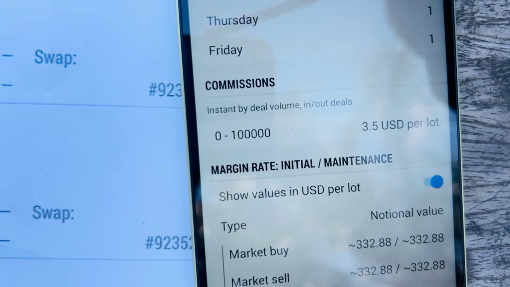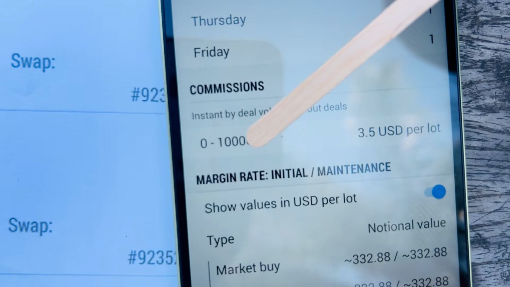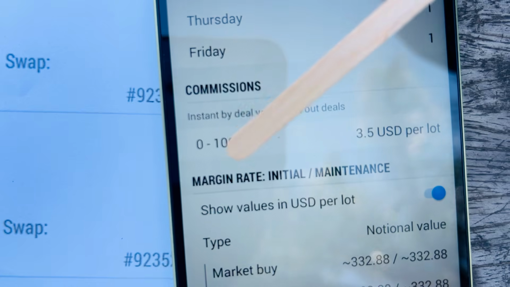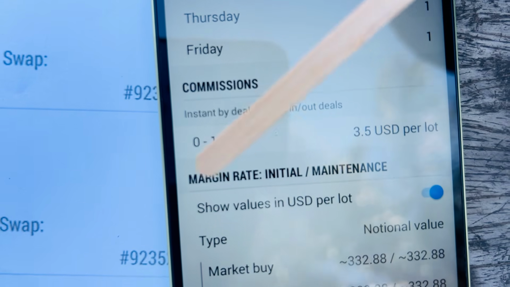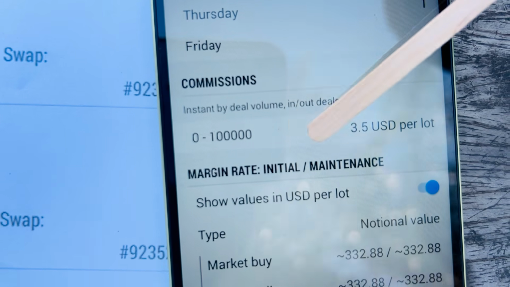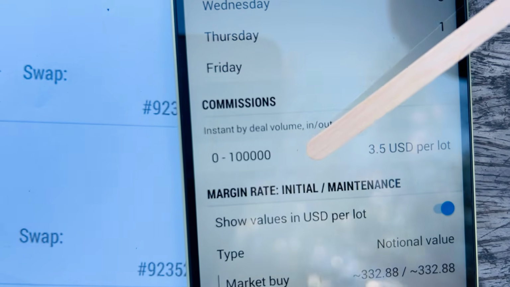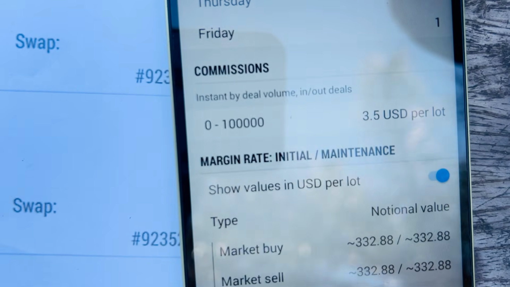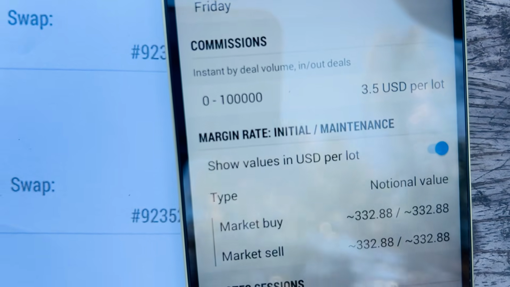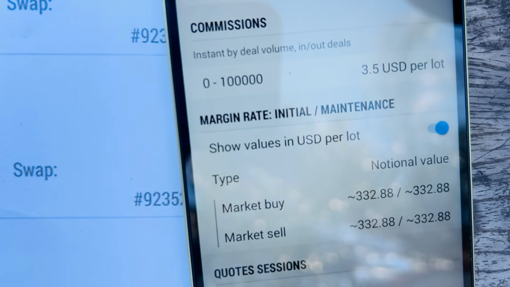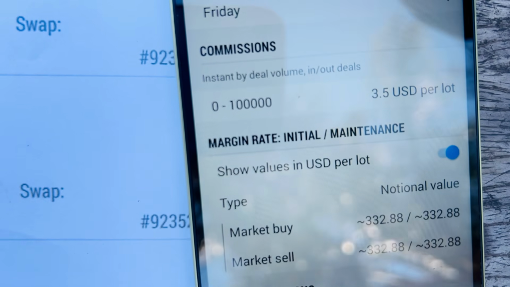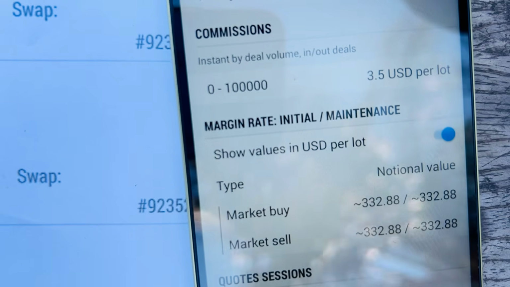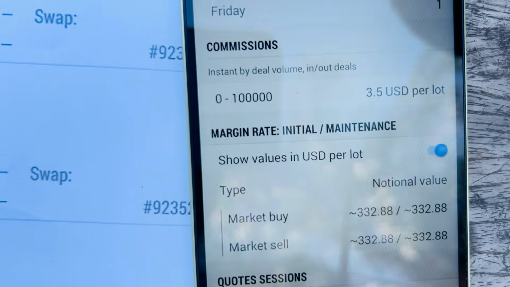If you open one standard lot, this is 100,000 contract size. They will charge you this much. But if you open 0.01, they will charge you less. That's a spread. So if you'd like to minimize the spread or use a lower spread, you must use a broker that I recommend.